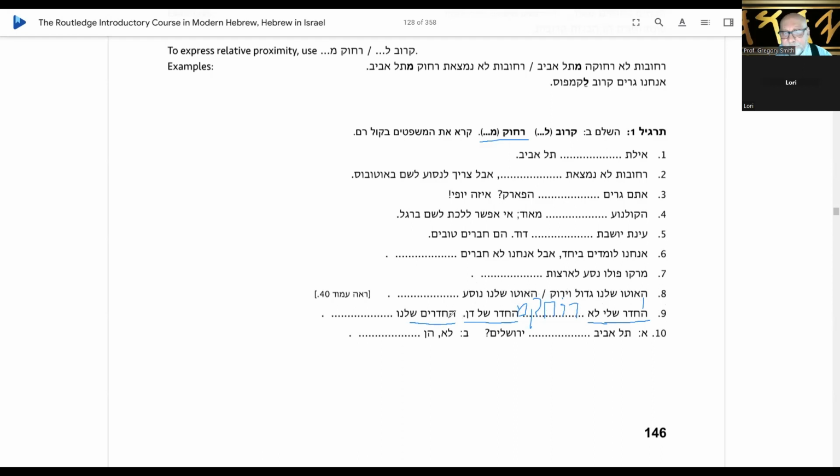See, hahadarim, wait a minute, hahadarim, the rooms belonging to us, shelanu, are close. How about karov? Now, the question is, an adverb is, this is in the singular anyway. And hahadarim shelanu, our rooms, remember, if it's saying the rooms are close, that's descriptive of them. So I think it's going to be karovim.